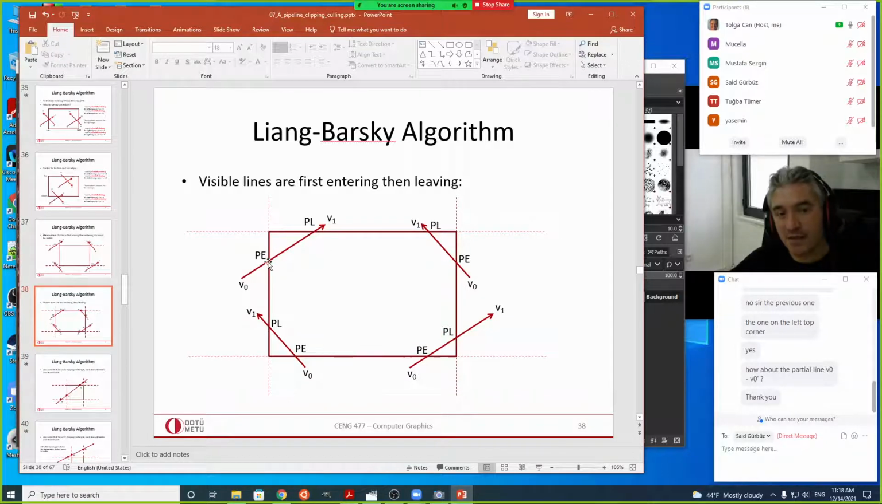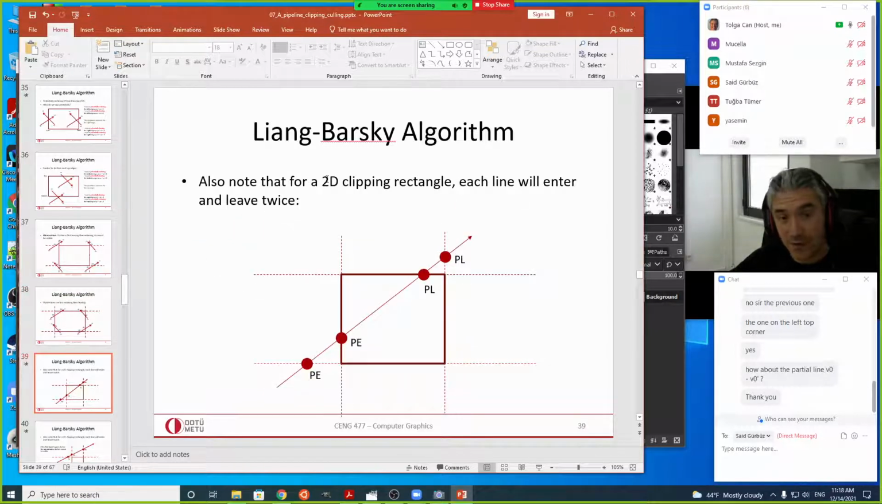Visible lines, as I said, are first entering then leaving the clipping window. Also note that for a 2D clipping rectangle, we will have four such labels for all the clipping boundaries. For a line, it will enter and leave twice, since we can have at most two outcodes. If you remember, it can be outside at most twice. So for every line, any line will enter and leave these clipping boundaries once.